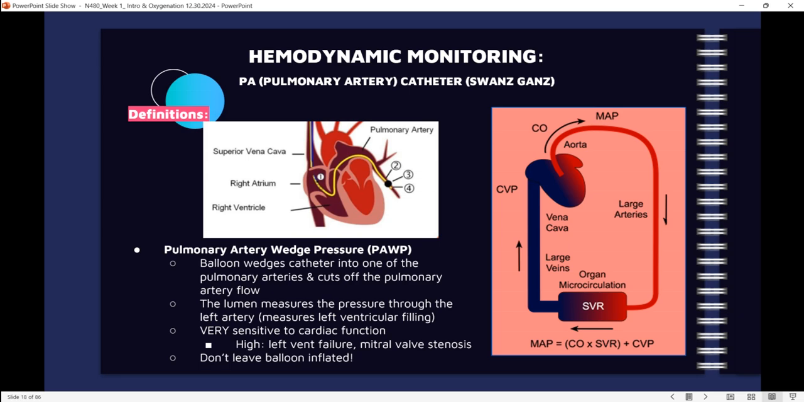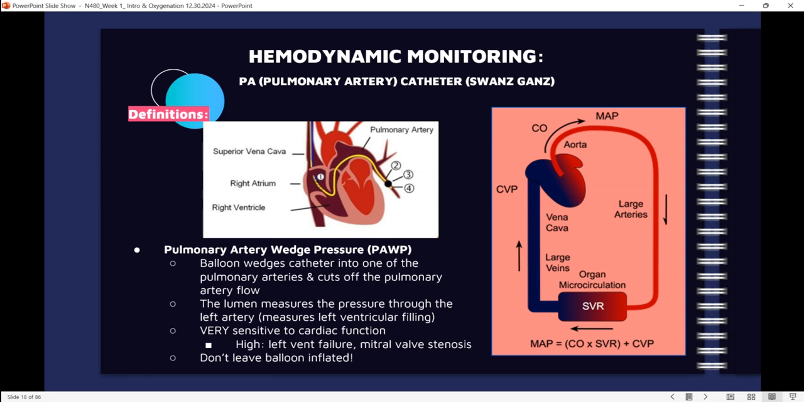Now our PAWP normally ranges between 6 and 15 millimeters of mercury. When we're measuring PAWP, think once again, high PAWP, high pressure in the heart, high fluid in the body. In the event that we have high PAWP, we are going to see it in patients who have fluid overload.